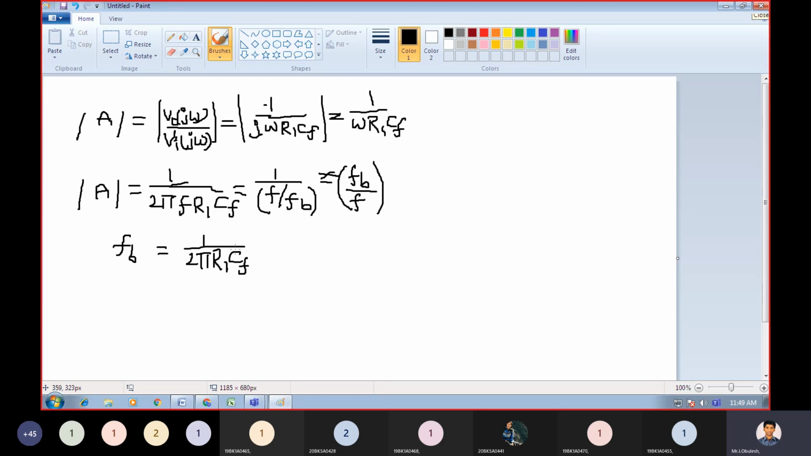Let us assume that at f equals fb, the gain of the integrator is unity. 20 log of 1 base 10 is equal to 0 decibels. Okay, you need to draw that diagram also: the frequency response of ideal integrator.